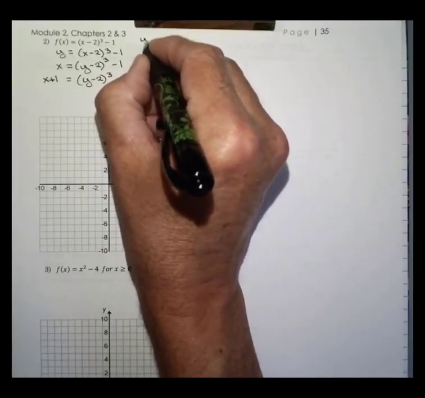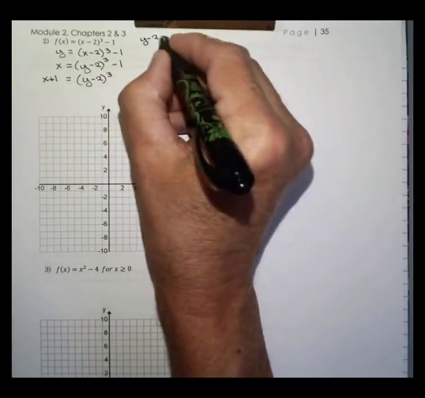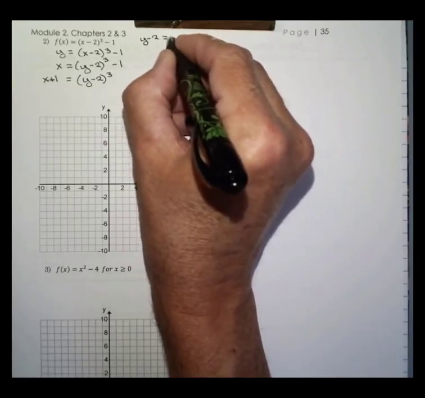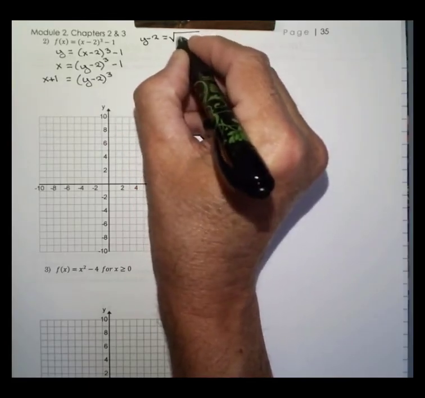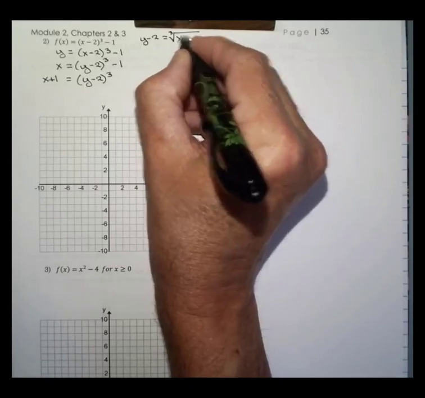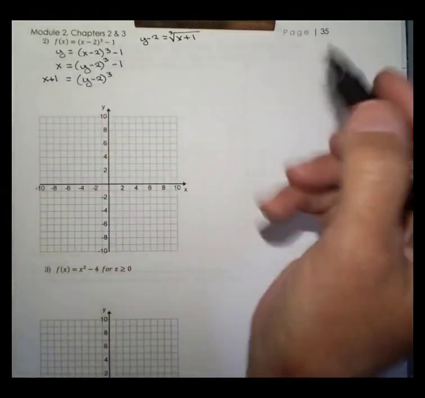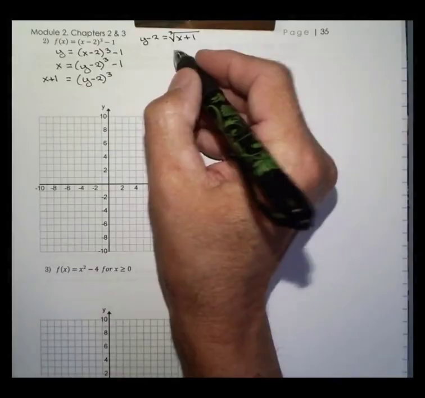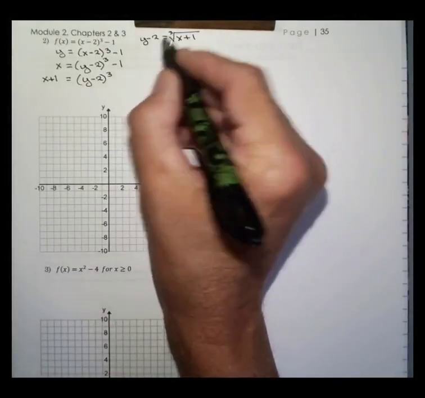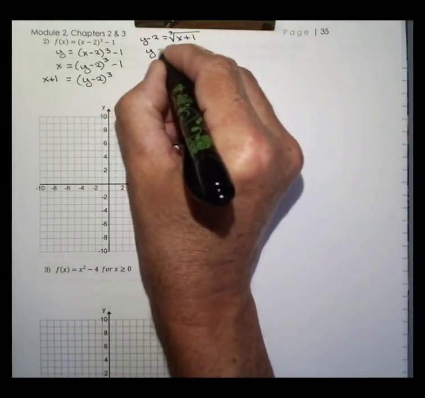This is going to be the cube root of y minus 2 is just y minus 2. And that's going to equal the cube root of x plus 1. So I just took the cube root of both sides. So now what do I do? Well, I really need to get rid of this negative 2, so I'll add 2 to both sides.